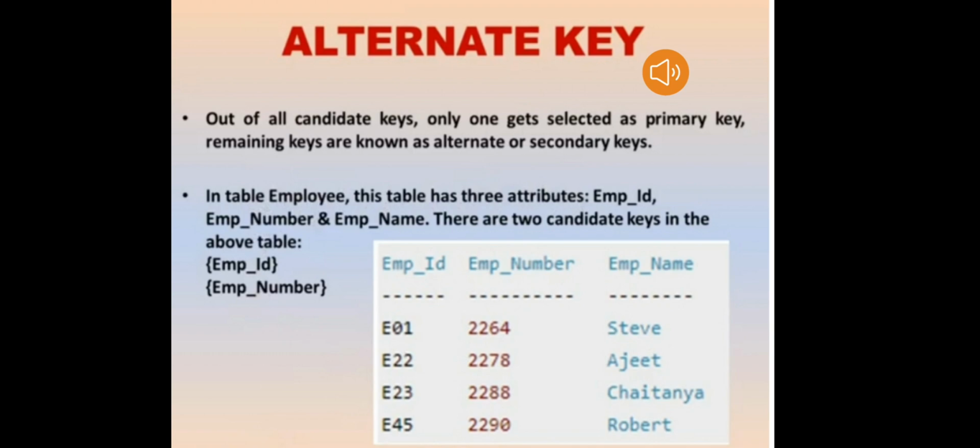In the employee table, this table has three attributes: employee ID, employee number, and employee name. There are two candidate keys in the above table: the employee ID and the employee number.